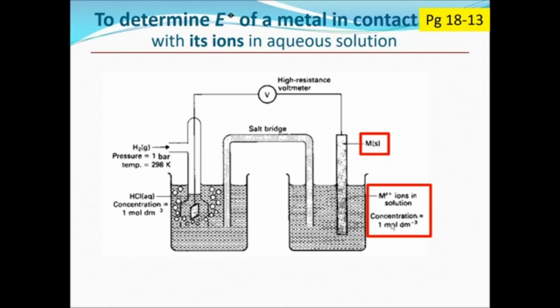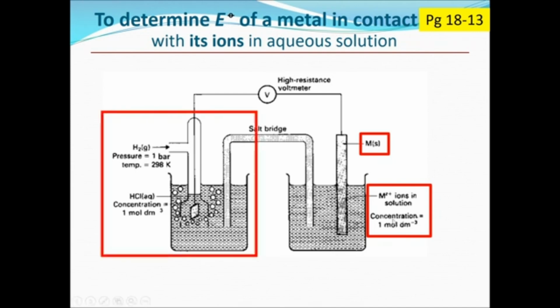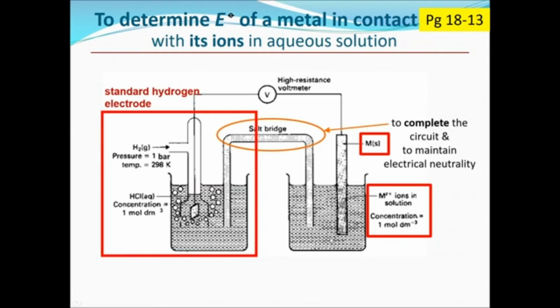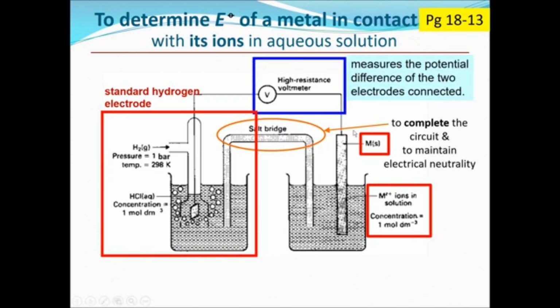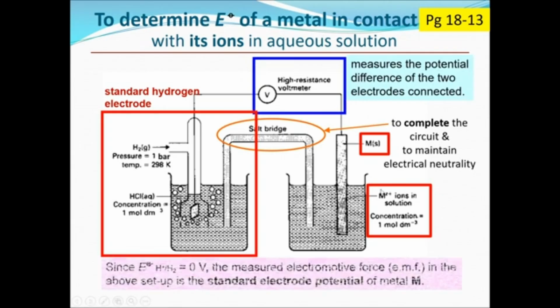Okay, so with that, of course, the main thing has to be there, which is including your SHE, the salt bridge. The reason for the salt bridge, it can be asked, is to complete the circuit and to maintain electrical neutrality. Next, of course, the high resistance voltmeter must be present. It might be a good idea to label your salt bridge as well. Okay, so we could label the salt bridge as potassium nitrate.